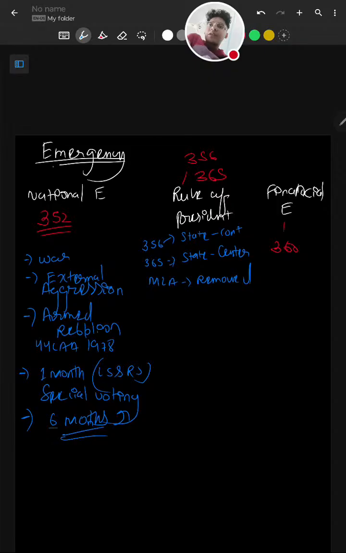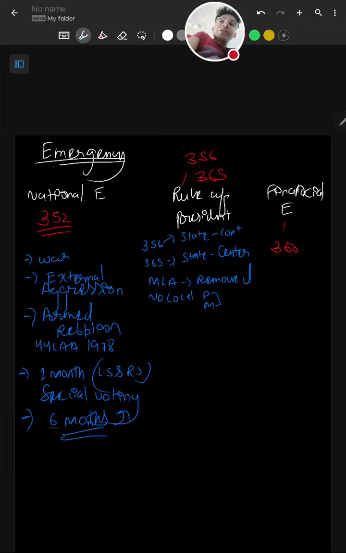But no local bodies are removed, like panchayati raj or municipality, because these are fragile, I would say, in comparison to the state legislative assembly. If you remove them, there would be problems, like making the assembly again and all that. And we also don't want to disturb our local government, right? But the members of the legislative assembly would be removed completely.